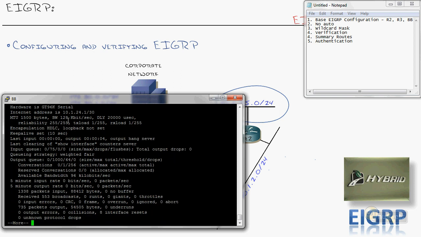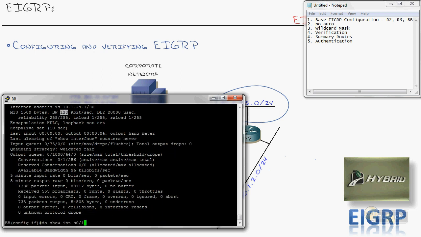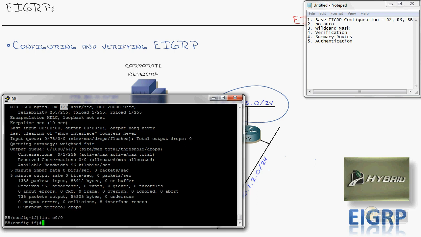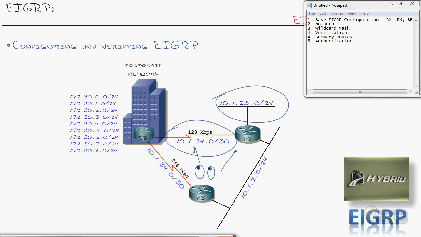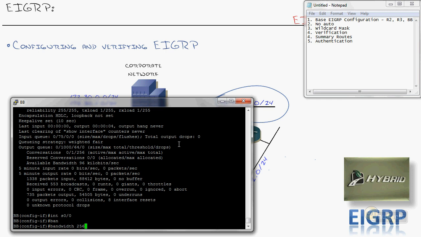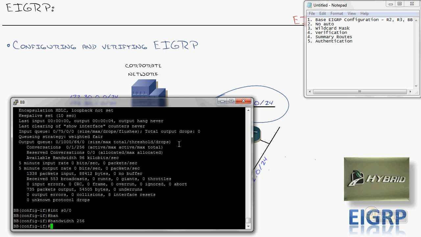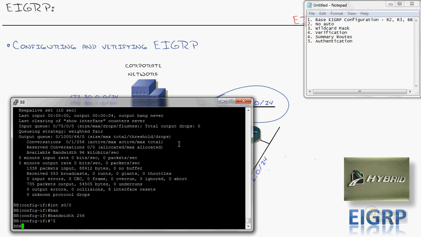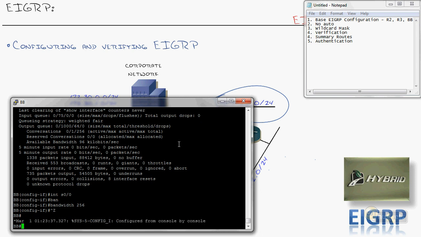It's now 128K accurate. So let's go into interface serial 0/0, which is the one connected down here to router 3. And that's 256 kilobits per second. So bandwidth 256K, and it's in kilobits per second. So now, on most IOS versions, it just will start taking effect.